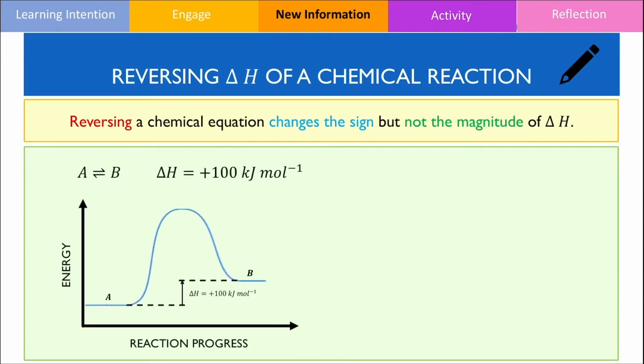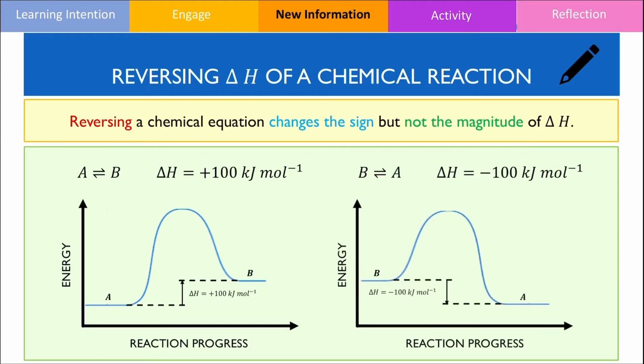In the forwards reaction, A is converted into B, and this is an endothermic process which absorbs 100 kilojoules from the surroundings, as shown in the energy profile diagram. If the reverse reaction was to occur, meaning B was turned into A again, the reverse reaction will be exothermic and the change in enthalpy would now be negative 100 kilojoules per mole. As you can see in the forwards and backwards reaction, delta H values remain the same, but the sign has changed. I would now like you to apply what you've learned in the next question.